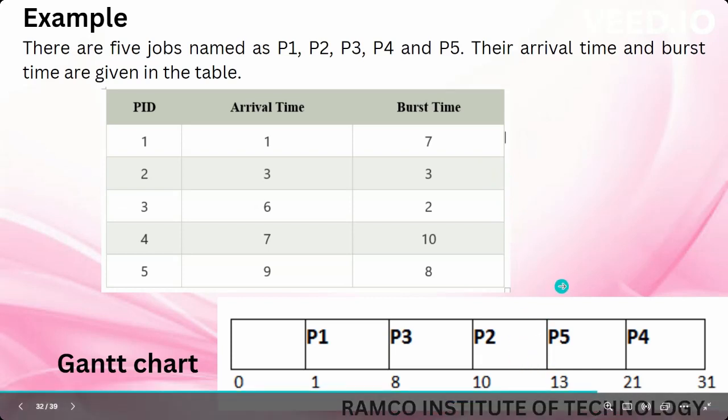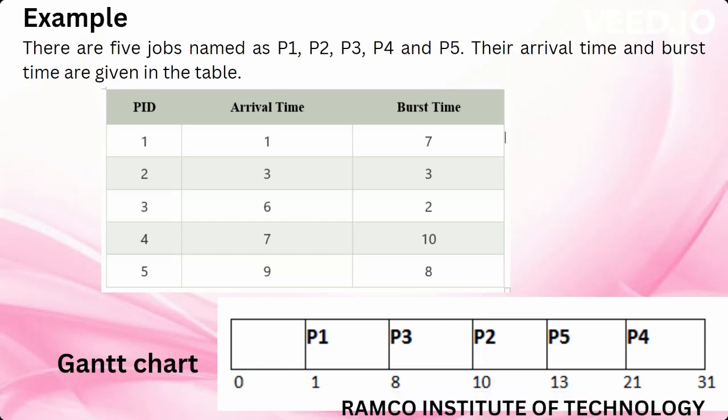So the next least burst time process will be P5. P5 has a burst time of 8 from the available processes. So here P5 will be executed next, for the next 8 units of time. So the completion time of process P5 is 21.